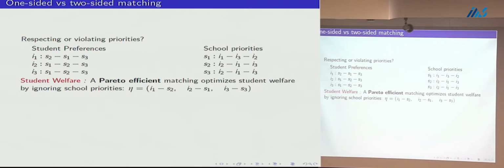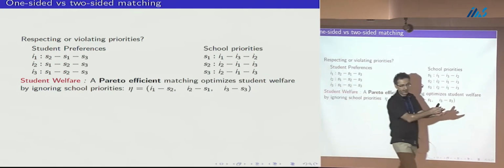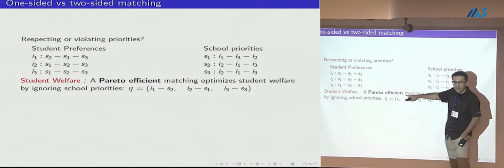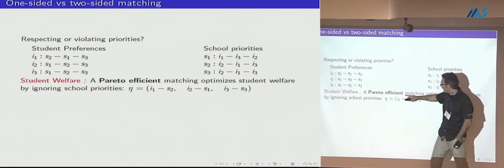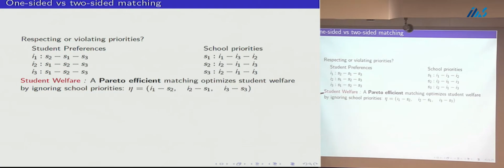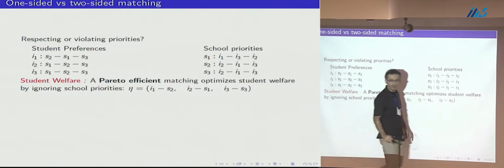And probably, putting Professor Arrow's question aside, one of the concerns that we have is student welfare. We want to maximize student welfare given preferences. This matching, for example, ETA matching, assigns student 1 and 2 to their first choices, and 3 to his last choice, and that is a Pareto efficient matching.